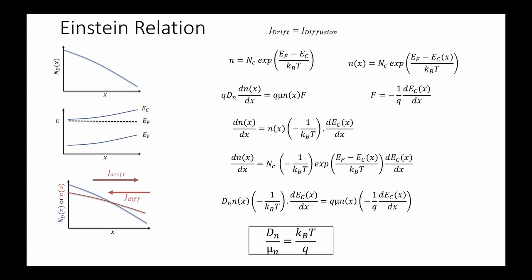So now we come to the next thing, which is the Einstein relation. The Einstein relation is derived when J drift is equal to J diffusion.